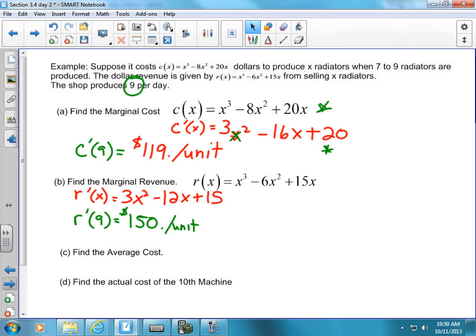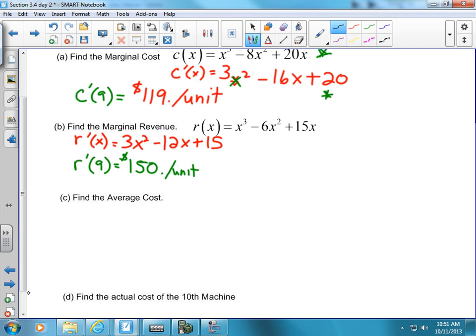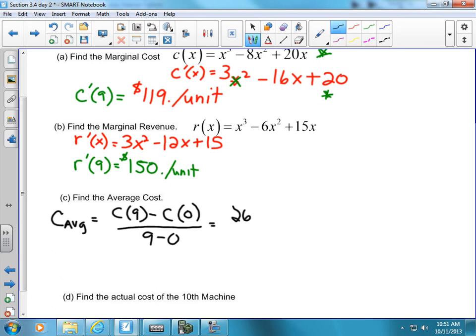Okay, so let's find the average cost of this. Remember, the equation was on the last slide, but the average cost is C at 9 minus C at 0 over 9 minus 0. And if we plug in 9 into our original equation, we should get 261. If you plug in a 0, you get 0, and you divide by 9. So your average cost is $29 per unit.